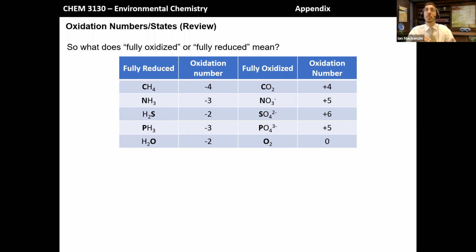Now you could form the ammonium ion, but it won't cause the oxidation number to be any lower. So in this case, nitrogen can have an oxidation number of -3. Sulfur can be -2. Phosphorus can be -3, and oxygen itself can be -2, and it normally is -2. And then the opposite, the fully oxidized form, is basically when we have the most number of oxygens attached to an element. So for carbon, that ends up being CO2.